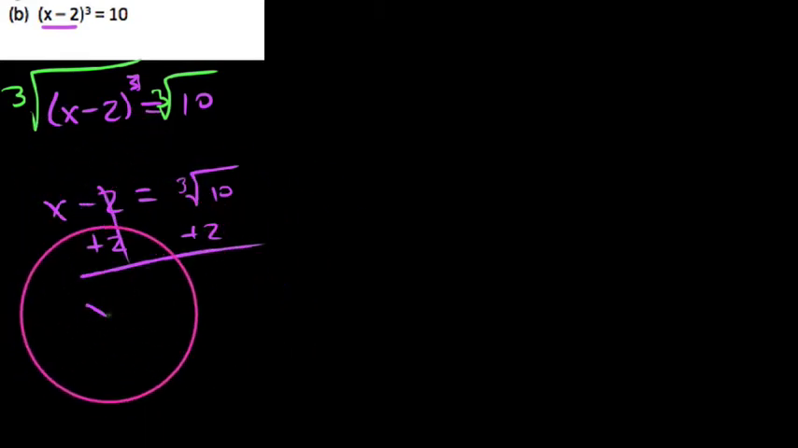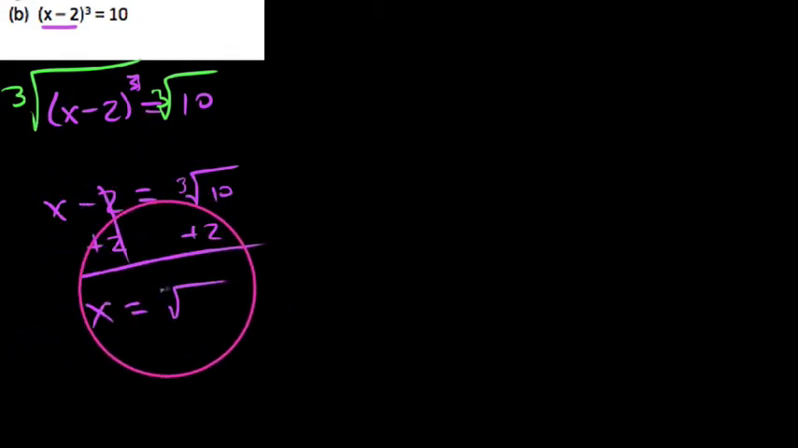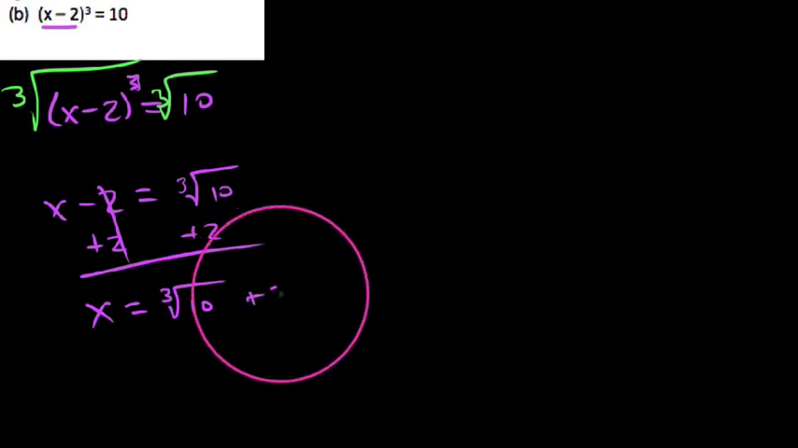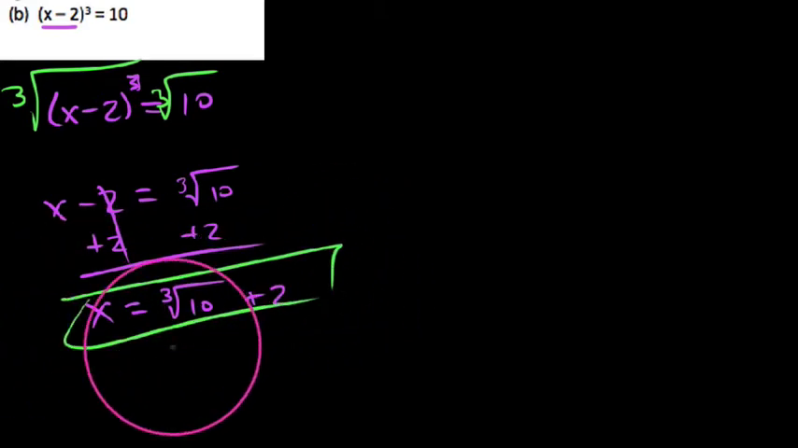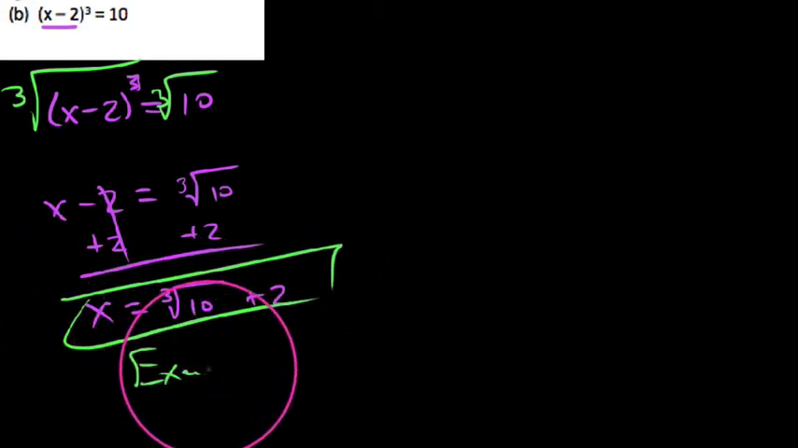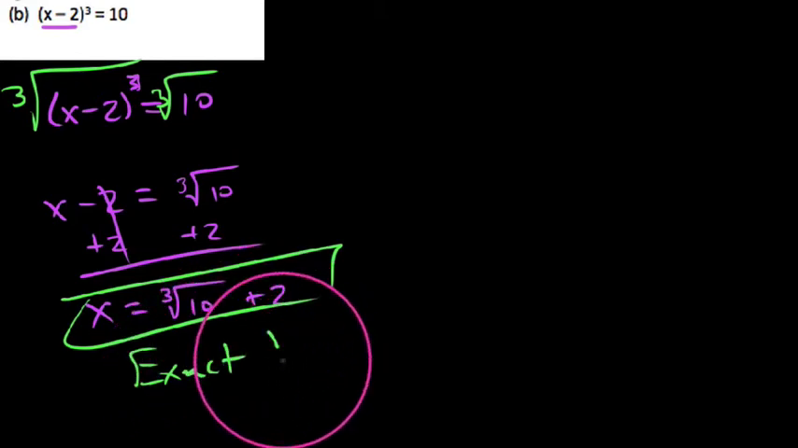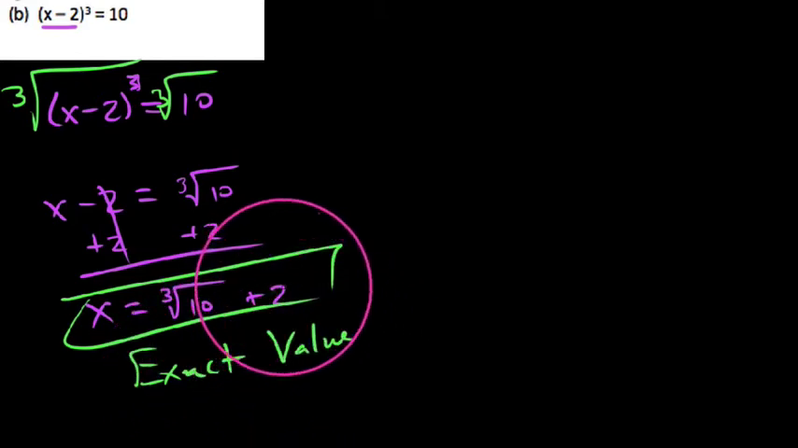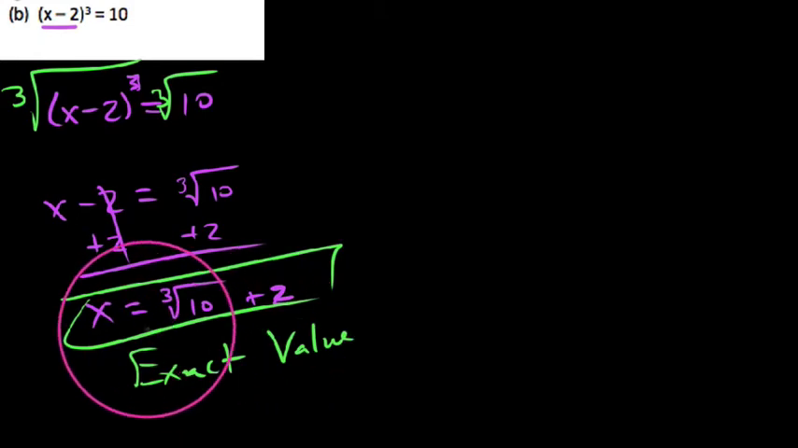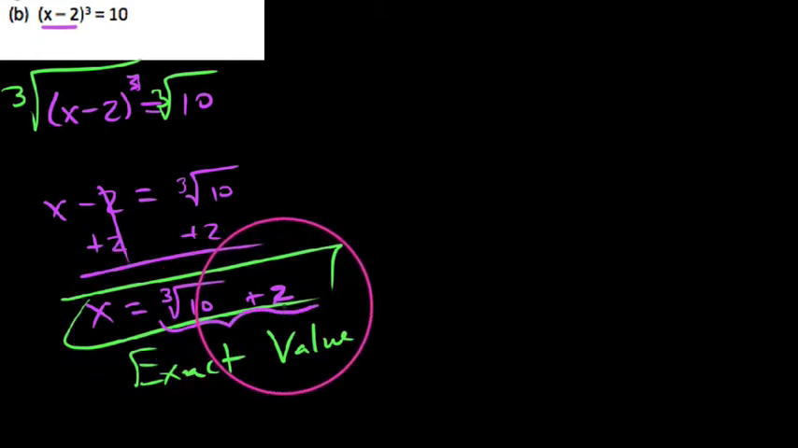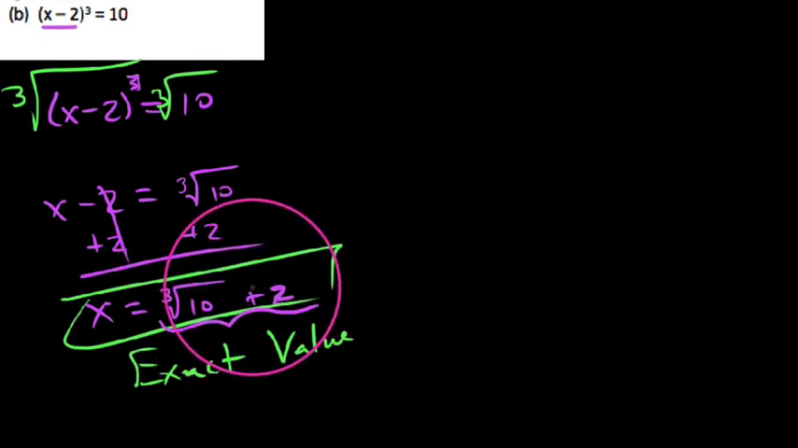Now I do want to comment on this. We got the cube root of 10, which I haven't evaluated yet, plus 2. We're going to put a big fat box around this. We're going to call this an exact value, as opposed to an approximation. An exact value is some simplified expression that represents that if you were to put this into a calculator, you get this exactly for the answer.